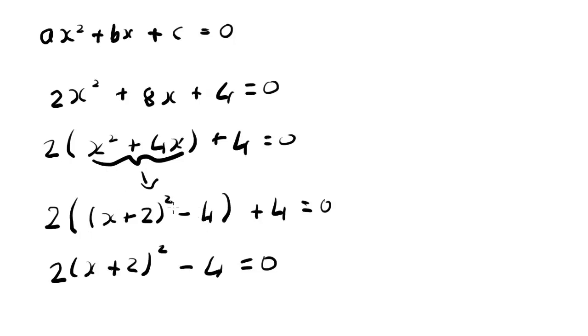And if we went with the other method I talked about, where you divide everything by the a, we'd get the same equation here, but if we divided by 2, then we'd end up with x plus 2 squared minus 2 equals 0. They're the same equation, just one is divided by 2.